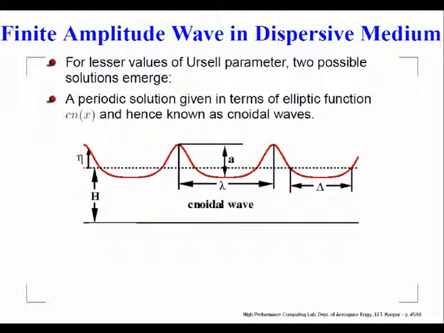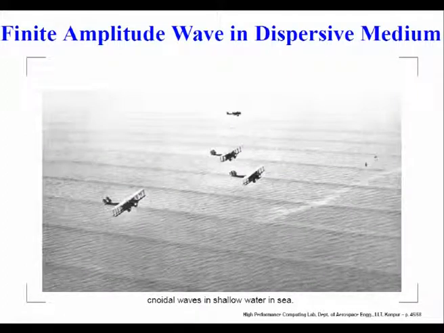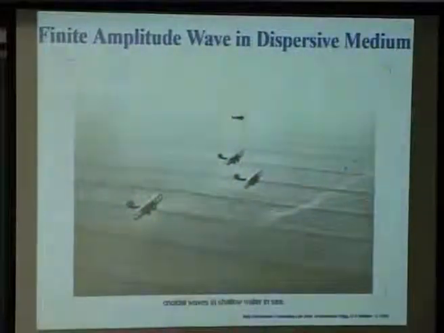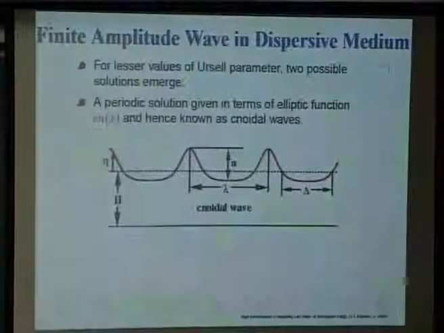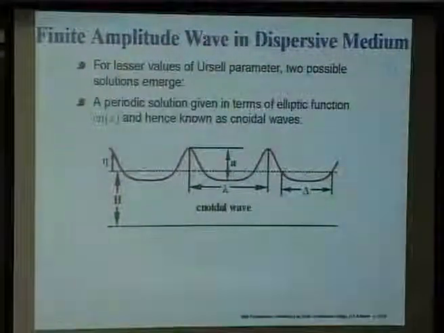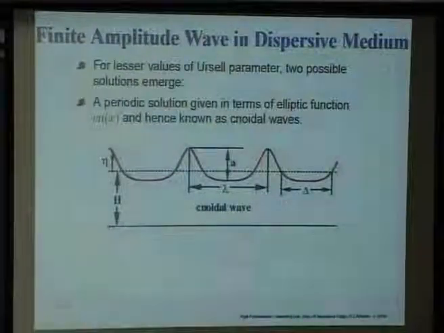I will probably be able to show you, yeah, there is an example taken from the web. Here what you are seeing is waves forming off the coast. This is in shallow water, and what you are noticing is that these are not sinusoidal waves, these are actually of this kind. So, you have a steepened crest and a flattened trough.